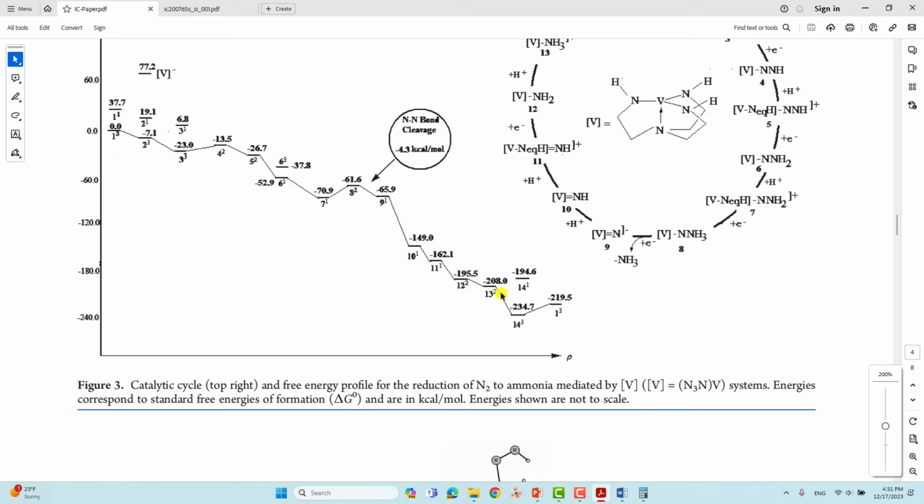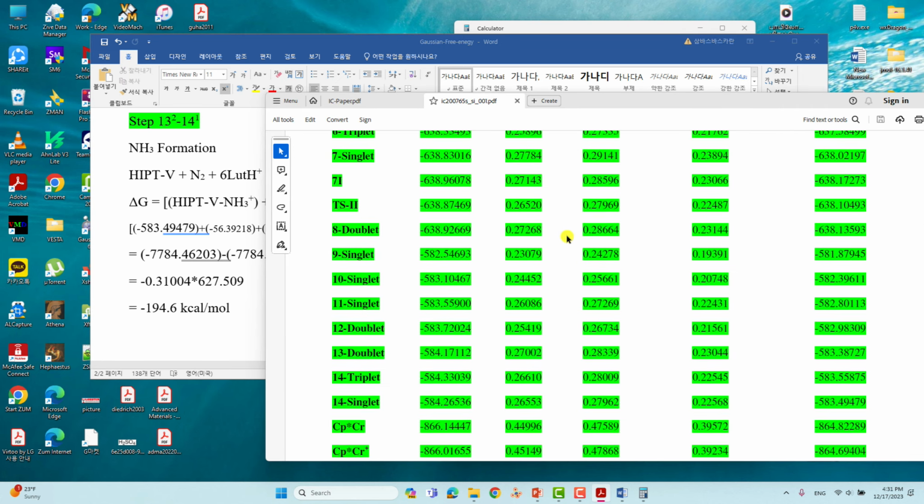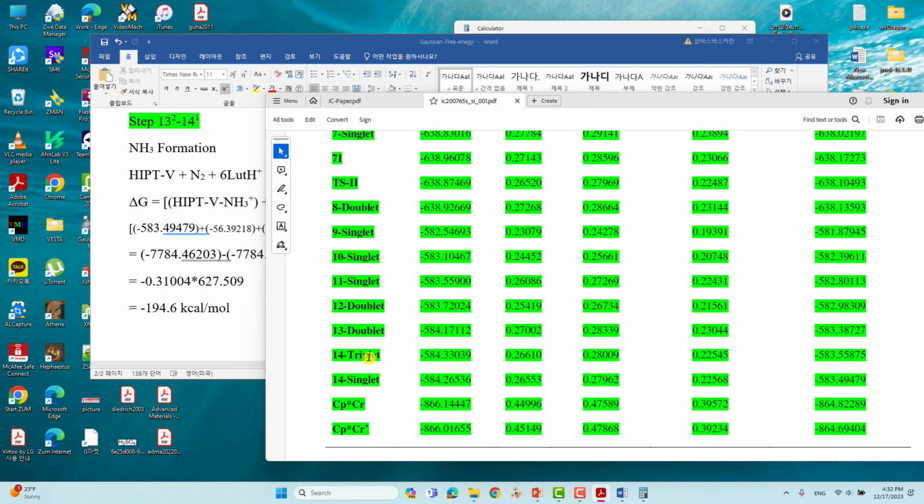Actually I did not calculate this step, because I calculated this step. I also tried to calculate it, but I could not get that exact value. Maybe they did something wrong in that, I think so. That's why I could not get that exact value. I calculated this one and got exactly 194.6. So I used here 14 with spin multiplicity 1, I think. That's why I mentioned 14 1. I used the 14 singlet state.